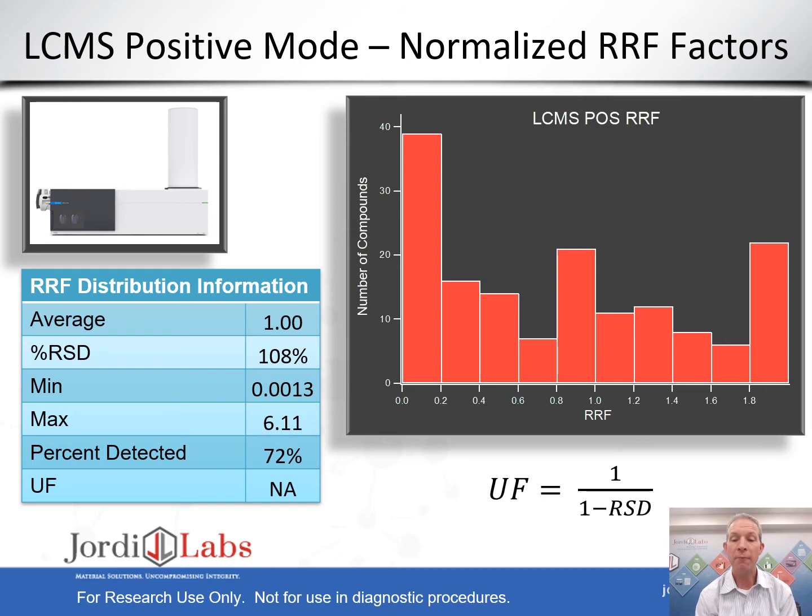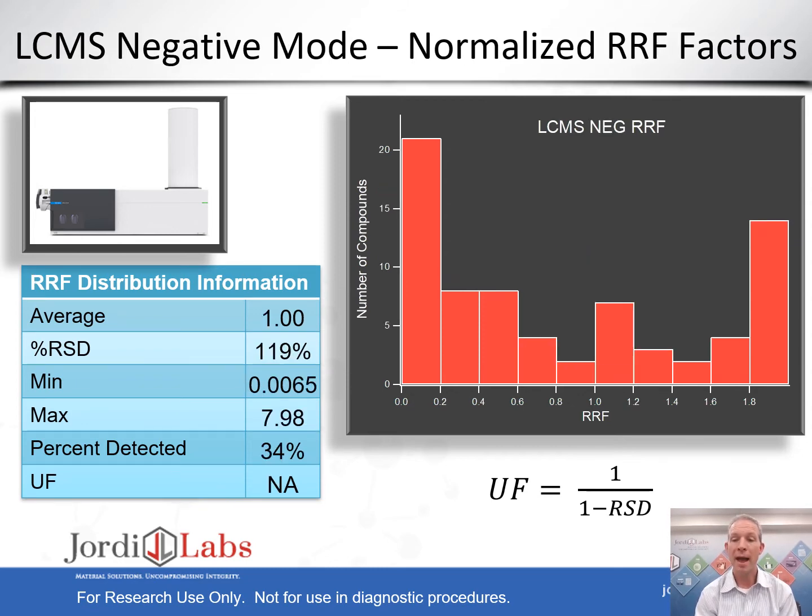If we calculate the RSD for this distribution, we see that the percent RSD is actually greater than 100%, which means we cannot calculate a suitable UF factor protective for this distribution. Now, if we look at LCMS negative mode, we see a very similar distribution with a percent RSD that's again over 100%, meaning we also cannot calculate a protective UF for LCMS negative mode either.